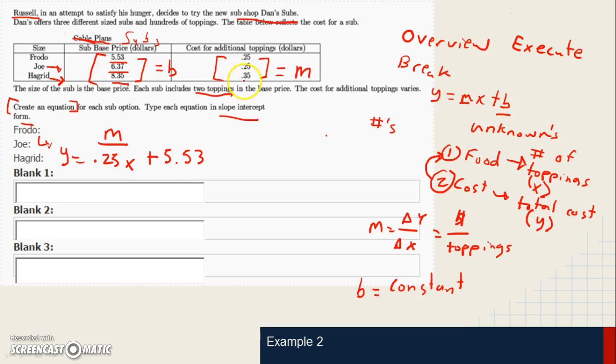We know that it's going to be 25 cents. So if we're thinking about the Joe, 25 cents times the number of toppings we get, plus the $6.37 it costs to buy the sub size, equals our total cost. And then for the Hagrid, we know that the total cost is based on 35 cents times the number of toppings we get after 2. Remember, we get 2 free ones in the base price, plus the base price, which is the size of the sub, $8.35. And then what we're going to do here is just allow you guys to type in blank 1, blank 2, and blank 3 the equation for each option.